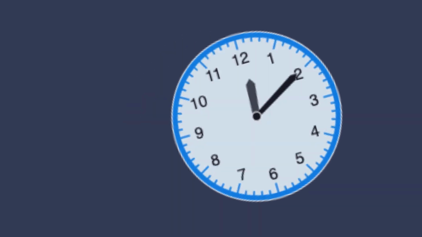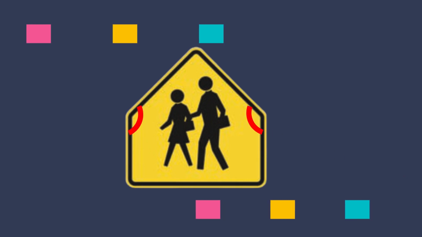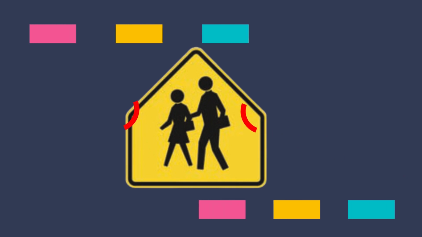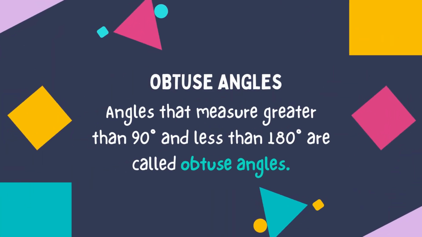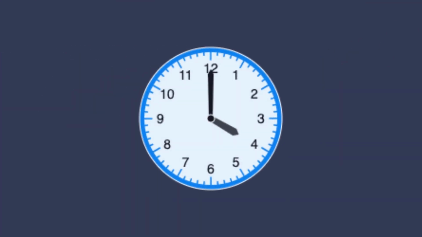Let's stop at 2. In this road sign, we see some angles that are obviously greater than 90 degrees, but also obviously less than 180 degrees. These angles, measuring greater than 90 degrees and less than 180 degrees, are called obtuse angles. We can visualize this by moving the minute hand past 3, but not as far as 6.